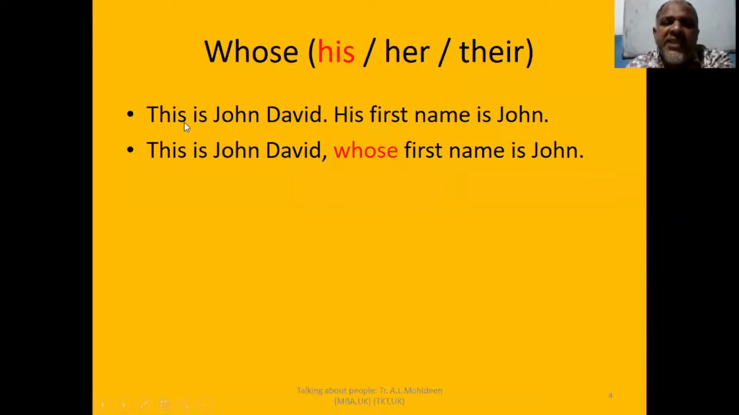For example, This is John David, his first name is John. You would say it like that. This is John David, whose first name is John. But instead of his, we put whose to join. He becomes who, his becomes whose. She becomes who, her becomes whose.